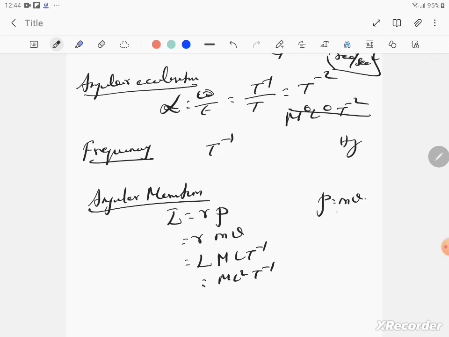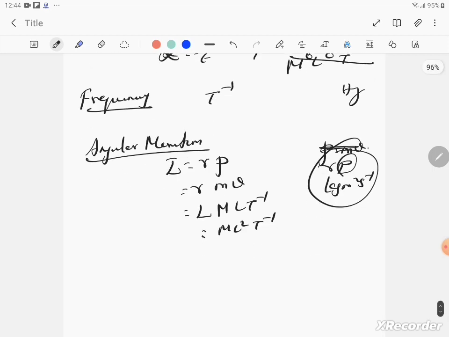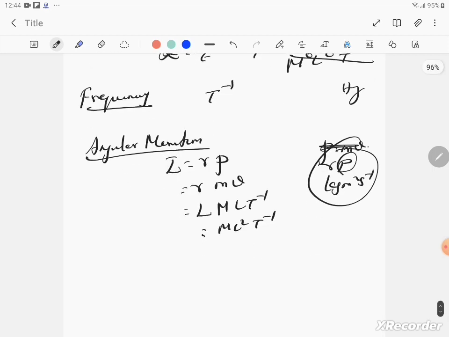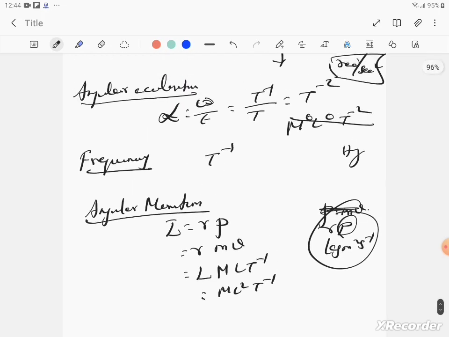The SI unit: angular momentum is r into p, and momentum is mass into velocity, which is kg meter per second. So kg meter square per second will be the SI unit. SI unit is not important; what is important is to understand the dimensional formula. SI unit is basics, you should have already known all this, so I'm just recalling those formulas. That's about angular momentum, and these all come in rotational motion.